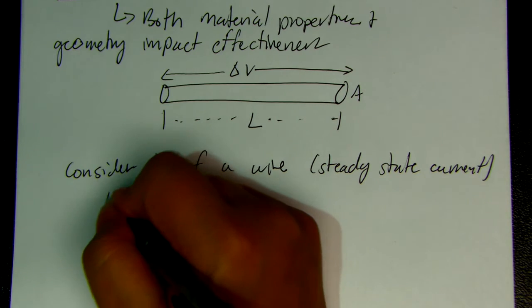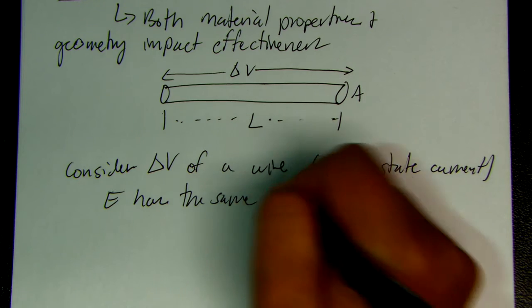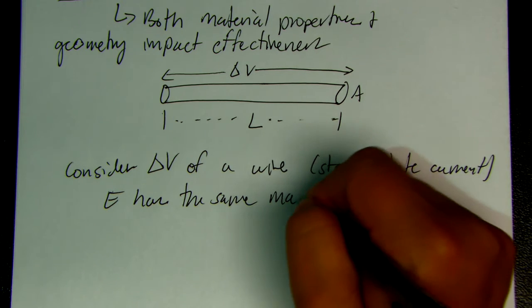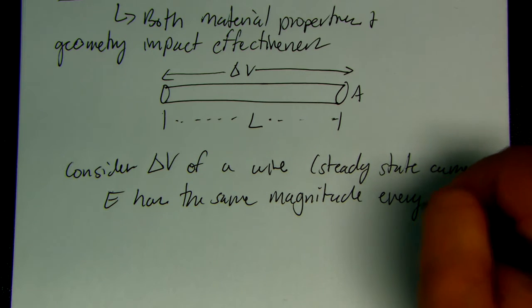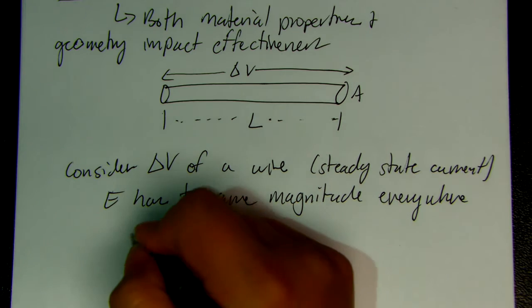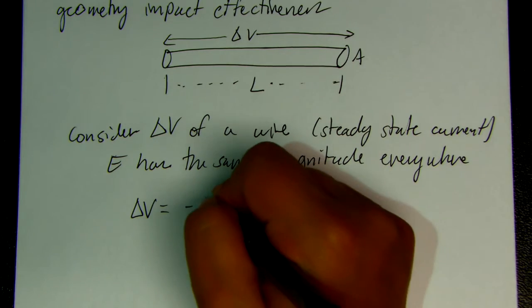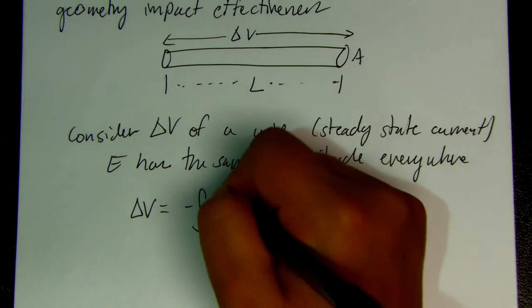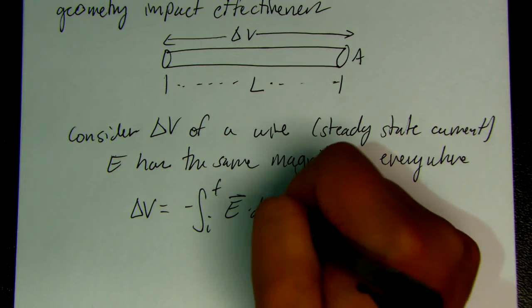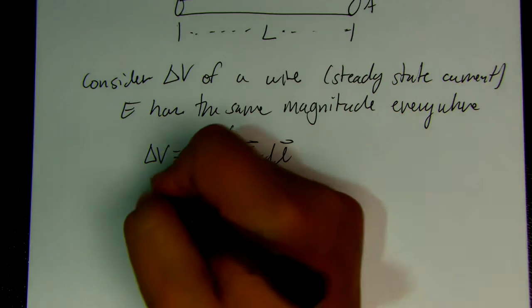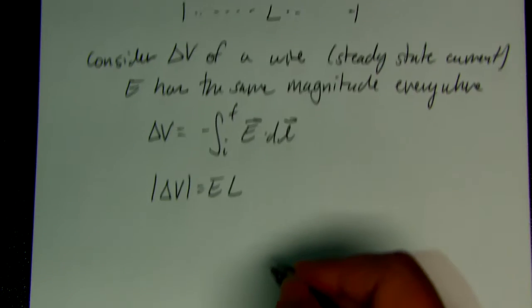So we've got a wire, so we know E has the same magnitude everywhere. Thus, delta V, which we can find with that little integral that we've talked about before, from initial to final, E dot dl, gives us delta V is equal to EL.